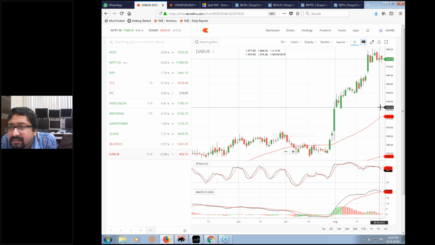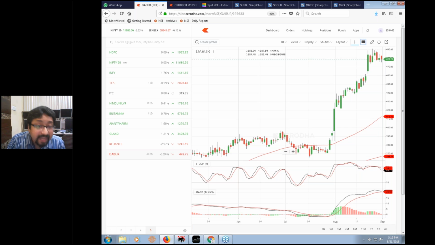and prices are now 478. I'm not expecting big pullbacks. There is strong support at 460 levels, then 445 regions. All these supports are positions where we can take additional long positions in Dabur. So Dabur is another stock in the FMCG sector that we are expecting to continue going higher.